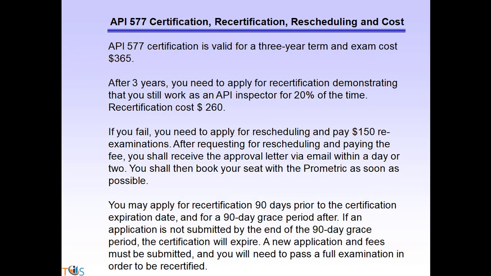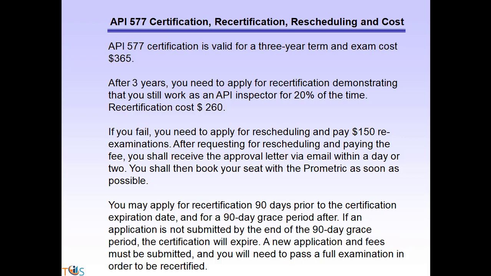API 577 Certification, Recertification, Rescheduling and Cost. API 577 certification is valid for a 3-year term and the exam costs $365. After 3 years, you need to apply for recertification demonstrating that you still work as an API inspector for 20% of the time. Recertification costs $260. If you fail, you need to apply for rescheduling and pay $150 for re-examination.